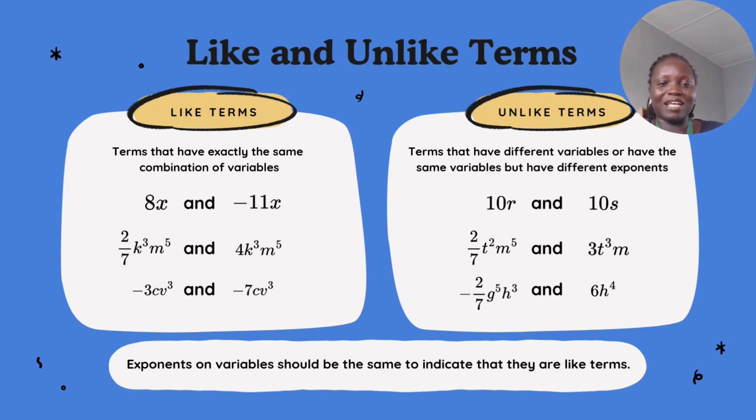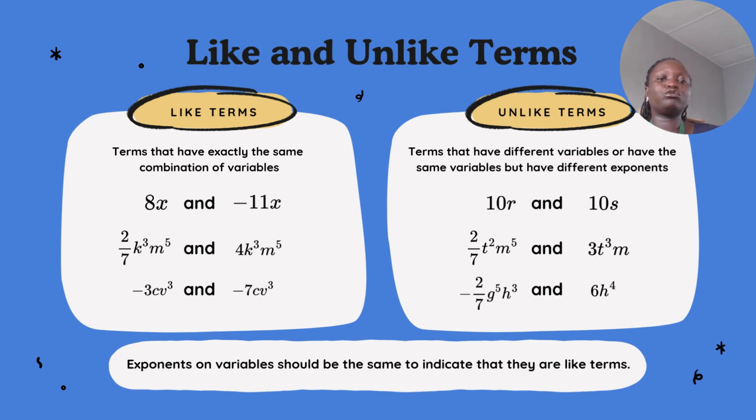Now we have unlike terms. Unlike terms simply means terms that have different variables, or have the same variable but different exponents. You understand? Like this one, we have 10r and 10s. r and s are not the same, so they are unlike terms.